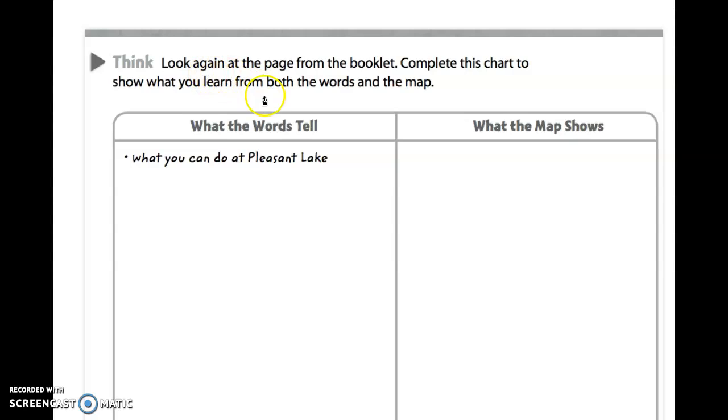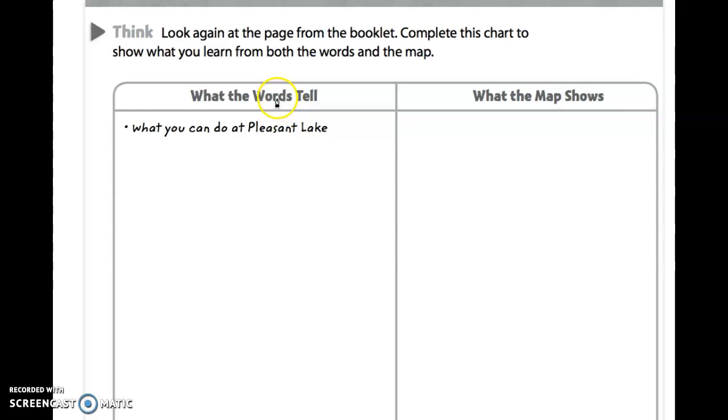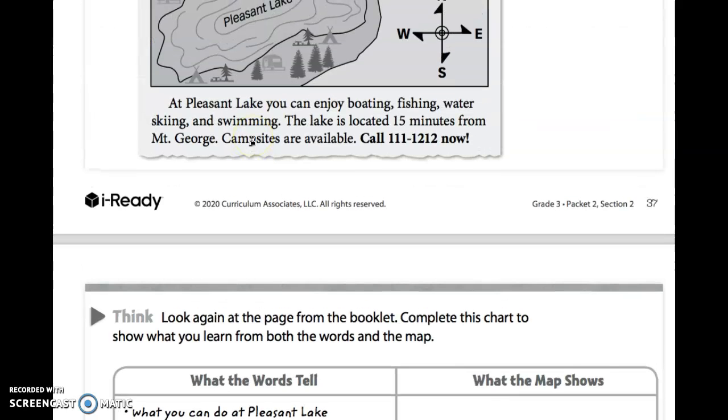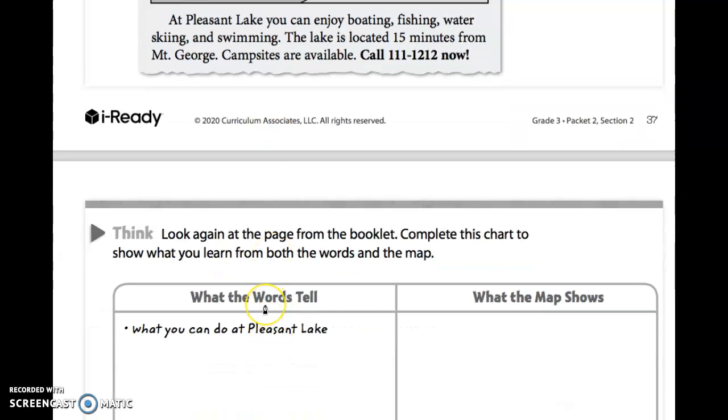So for this next page, it says think. Look again at the page from the booklet. Complete this chart to show what you learn from both the words and the map, okay? So what the words tell you. So words are going to be here. Map is here. So what you can do at Pleasant Lake. It told me what I can do at Pleasant Lake. Boating, fishing, water skiing, and swimming. That's what the words tell me.